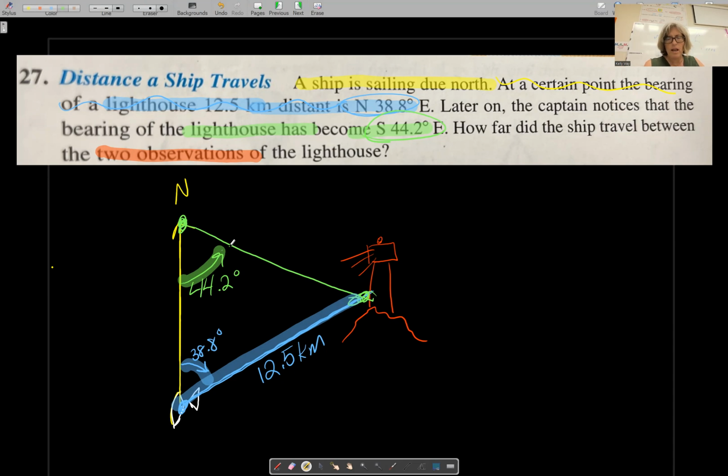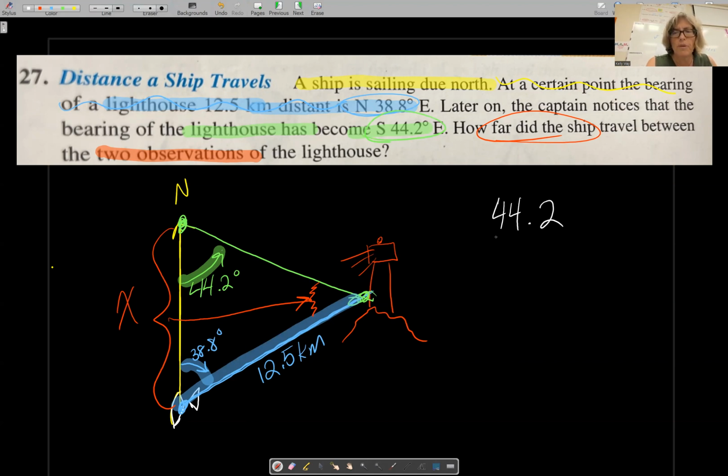More angles than sides, we use the law of sines. The goal here is to find how far the ship traveled, so that is our x. To work with this, we have to find the angle that's directly across from x, which we can do because we know triangles add up to 180. So we're going to add 44.2 plus 38.8.